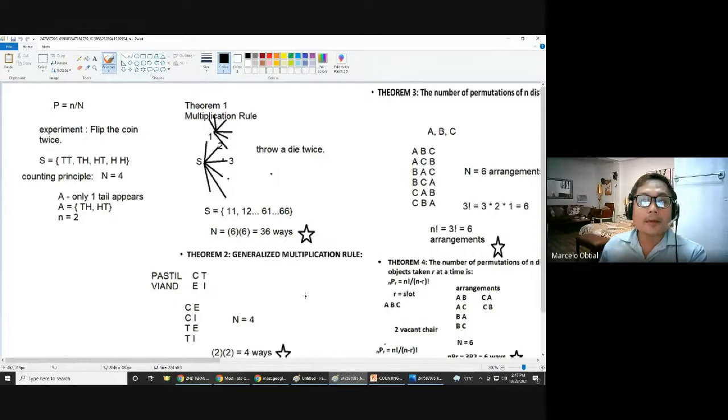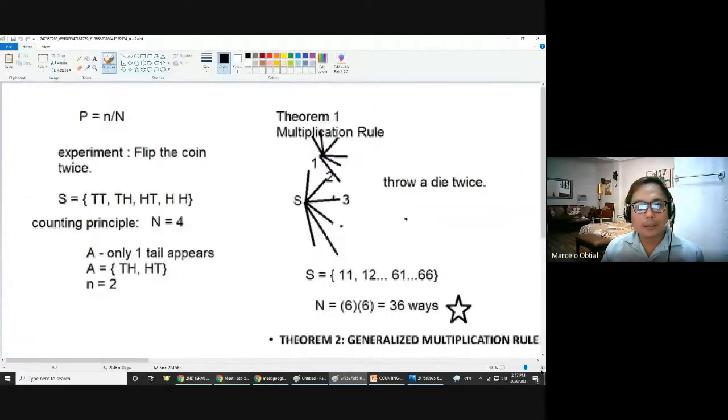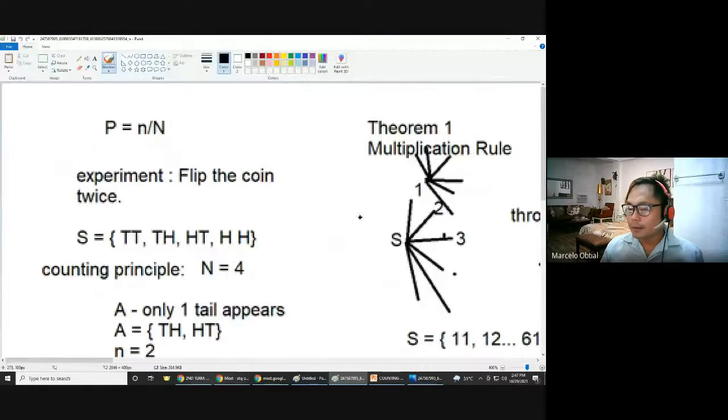Now, what is counting principle? But before that, let us recap what we have tackled last time. So we tackled the definition of terms. We tackled the definition of probability. We defined that as the ratio between small n and capital N. Small n means favorable outcomes. Capital N means total possible outcomes.